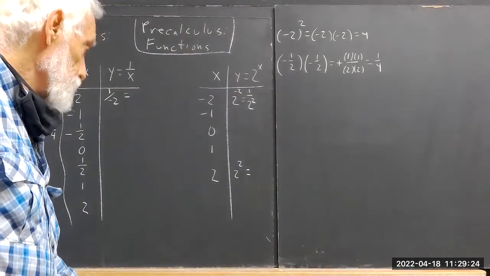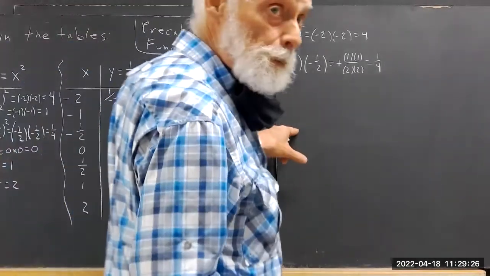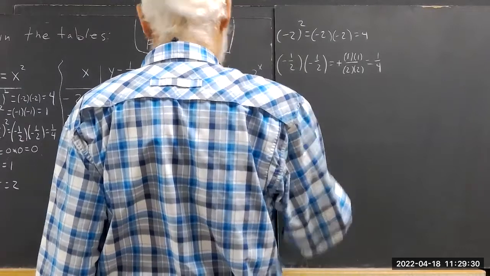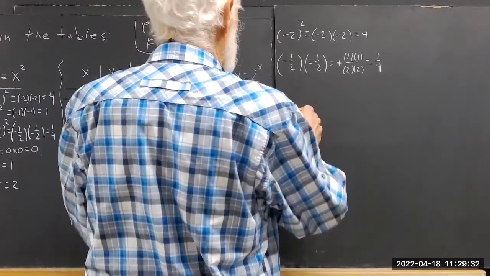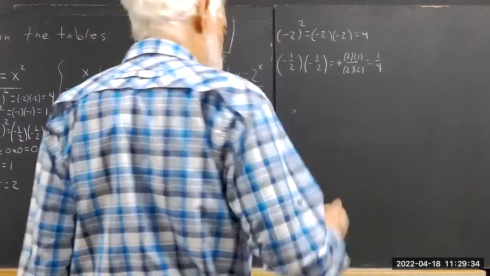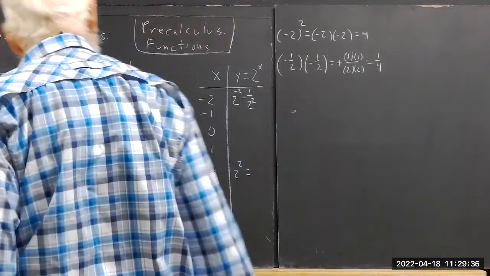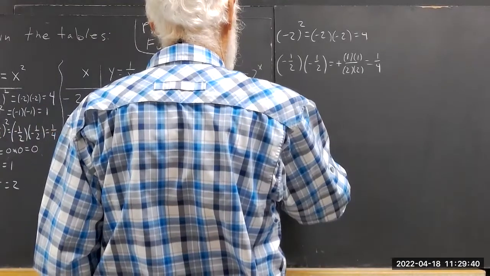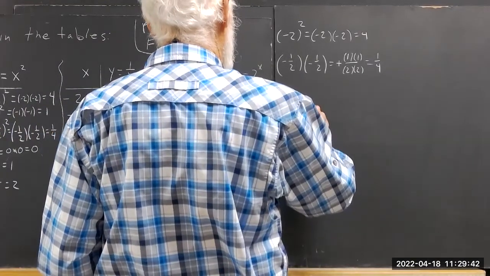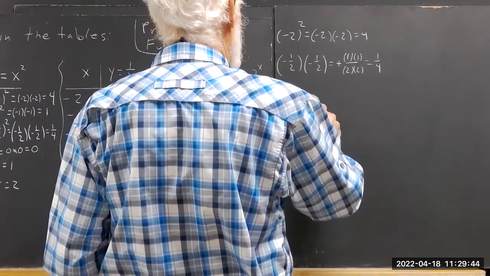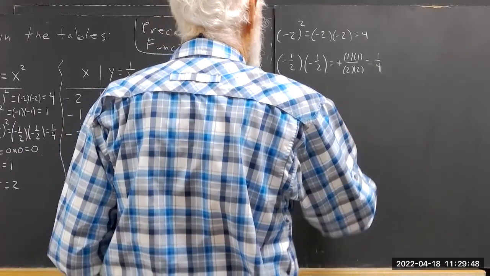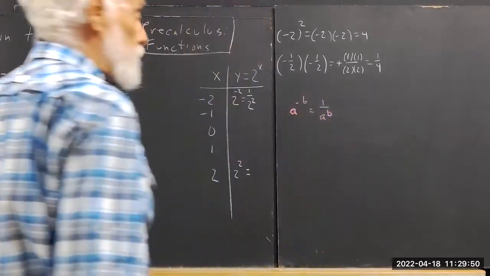Now let's just write down a couple of basic rules over here so we keep them in mind. Okay. First, a rule of exponents. A to the -b is 1/a to the b, right?